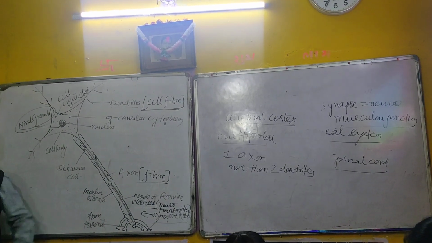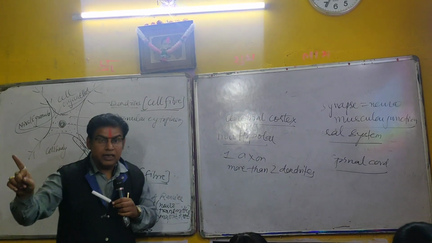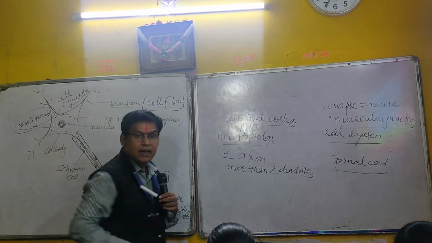Then after that we have bipolar. First type of neuron is what? Multipolar, one axon and two dendrites.